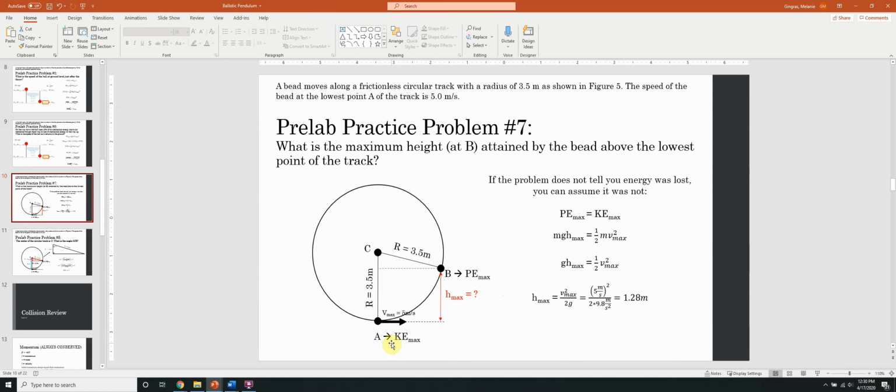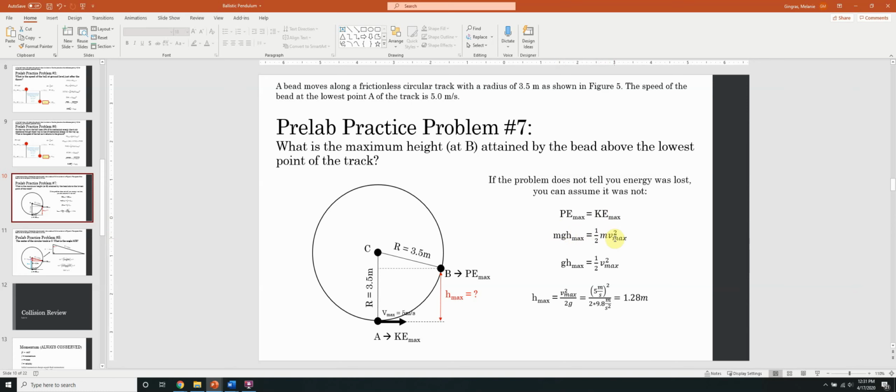On the other hand, when our object is at its highest point, so at point B, that's where our potential energy is going to be at a maximum. And so the value that we're trying to find here is what H max is, right? We want to know what that maximum height attained is, and that's at point B. So I want to remind you of something from our first slide. If the problem does not tell you energy was lost, you can assume it was not. Therefore, we know that PE max is equal to KE max. So that means that mass times gravity times the maximum height, which is what we're looking for, is equal to 1/2 times the mass times the maximum velocity squared, right?